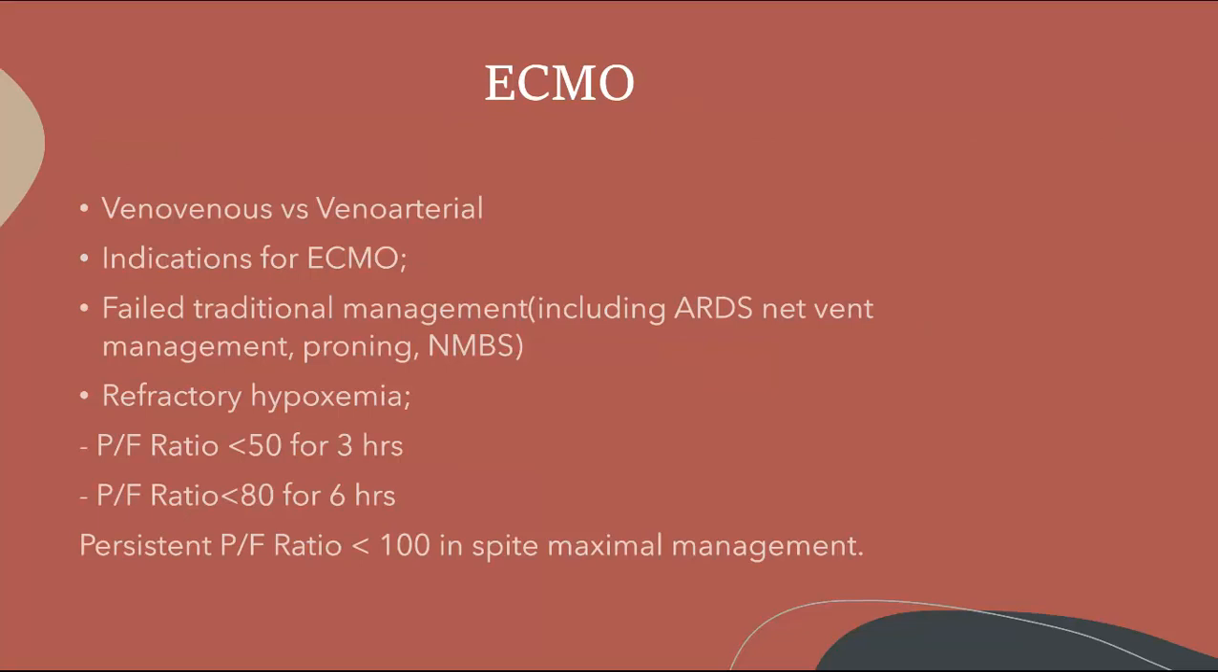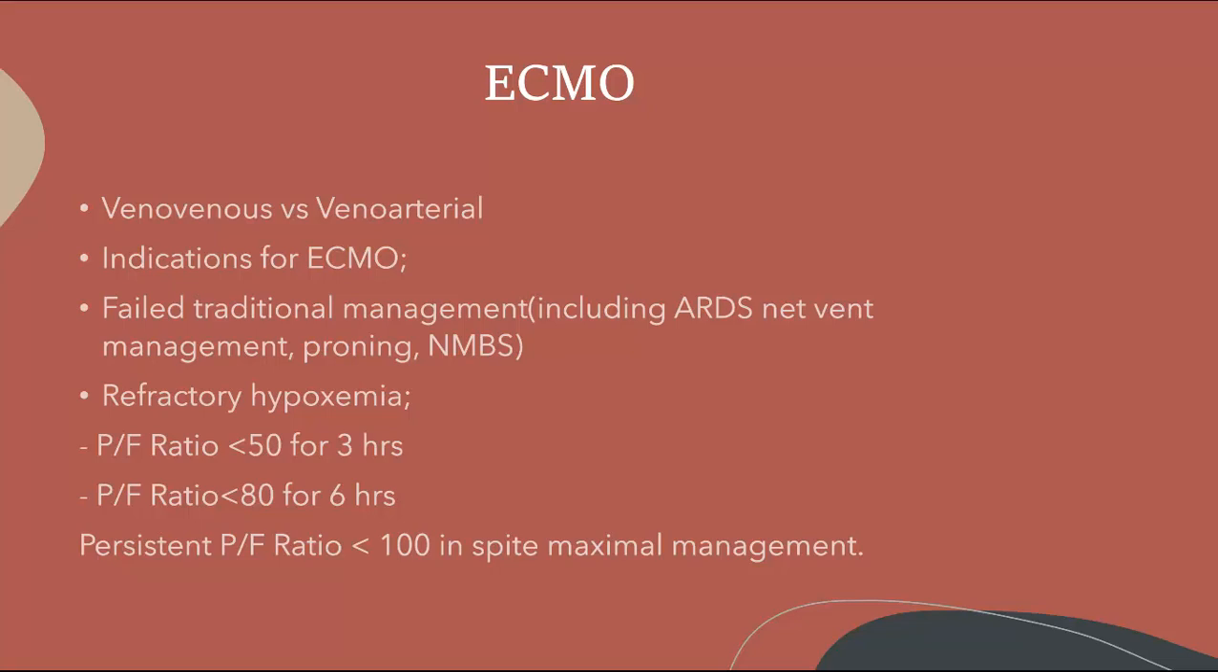And ECMO, not much really, just the types of ECMO: venovenous and venoarterial. Venovenous means bypass of the lung only; venoarterial bypasses the lung and the heart, and this is usually used in cardiothoracic surgery when they do heart surgery.